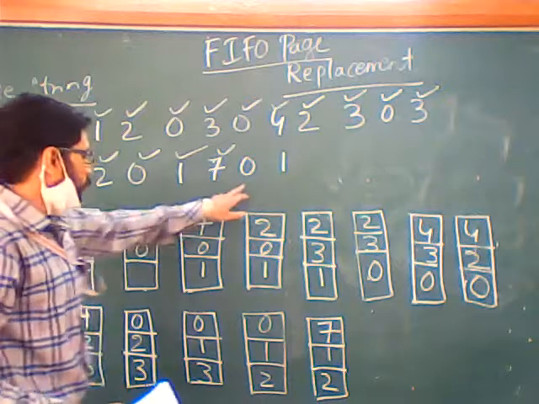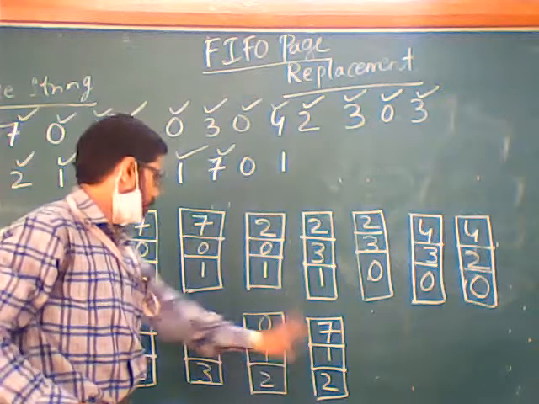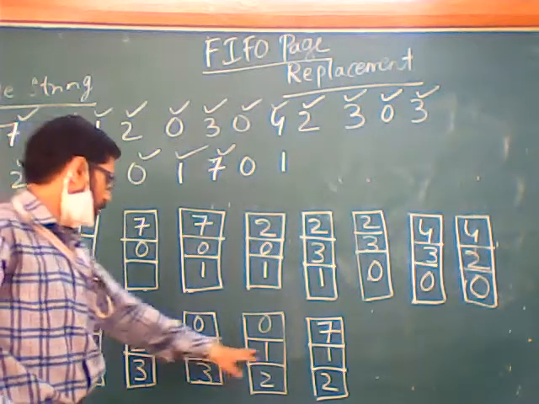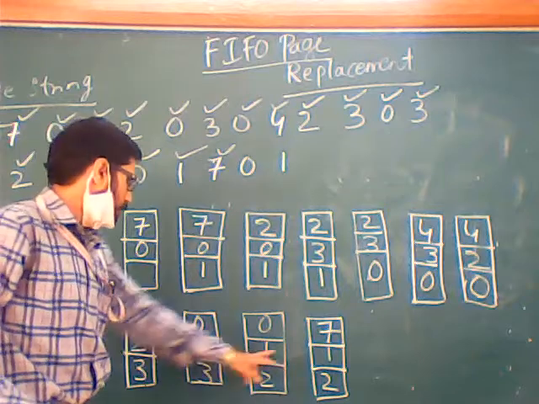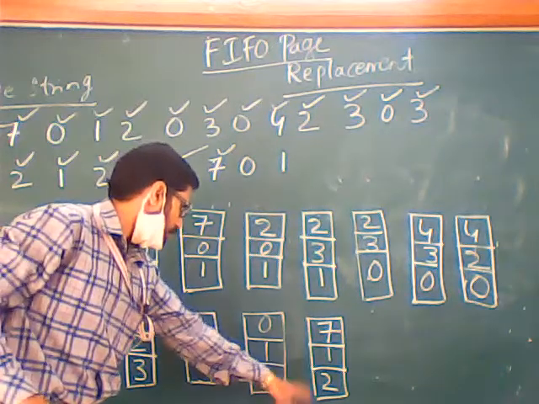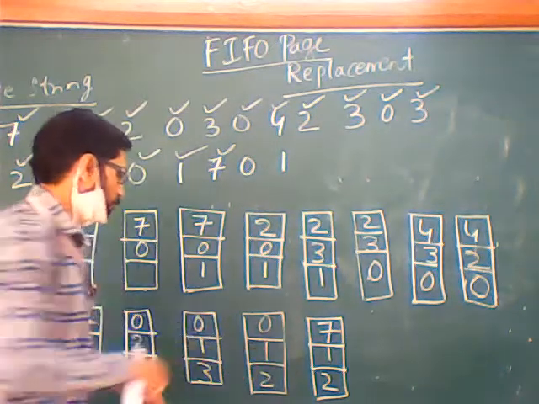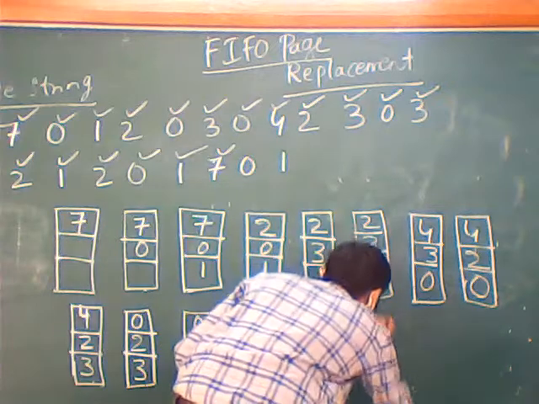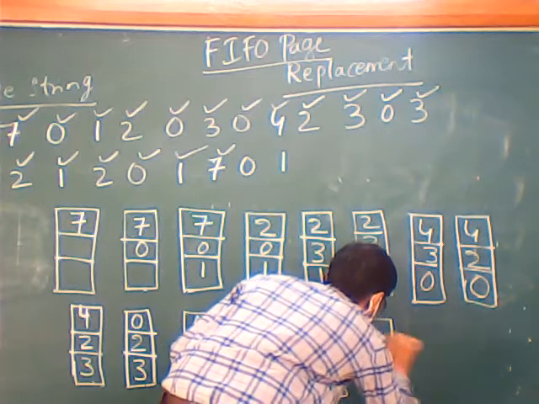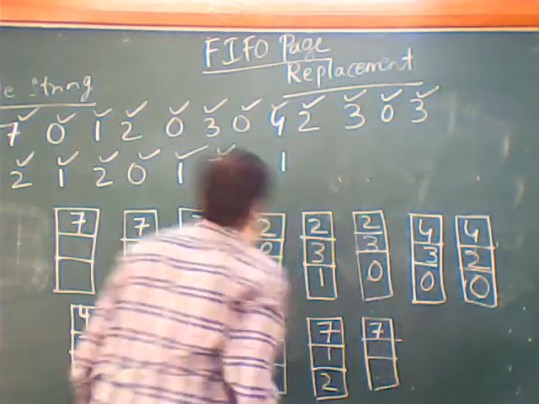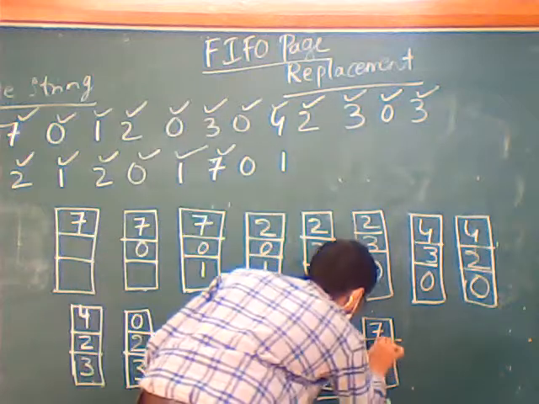Next 0, is 0 available? No, again replace with what? 1, because compared to this, which is first? 1, so we replace with 1. So 7, 0, 2.